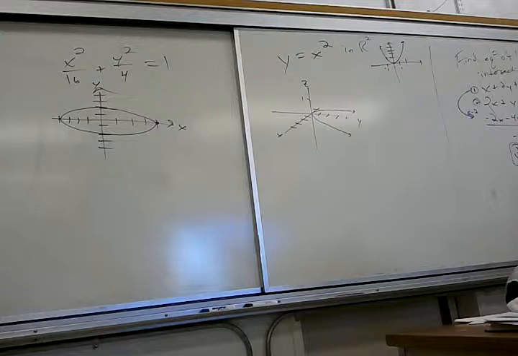And then to extend that to 3 dimensions. Here's my x, my y, my z. So again, z is totally missing, which means it's going to be a cylinder.